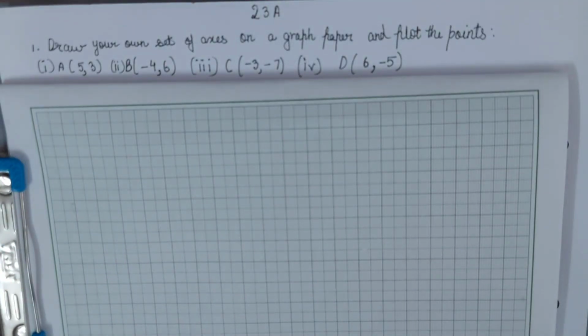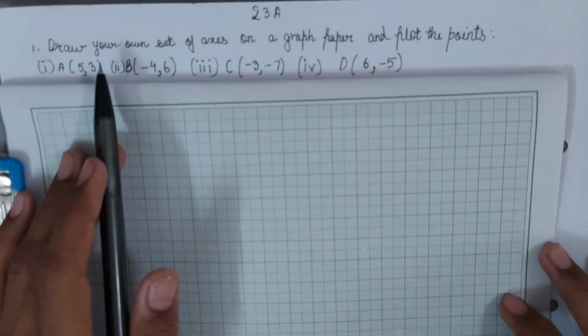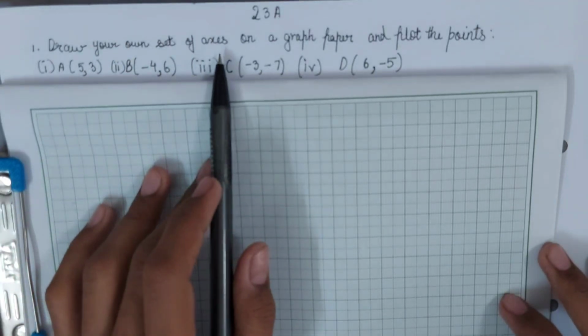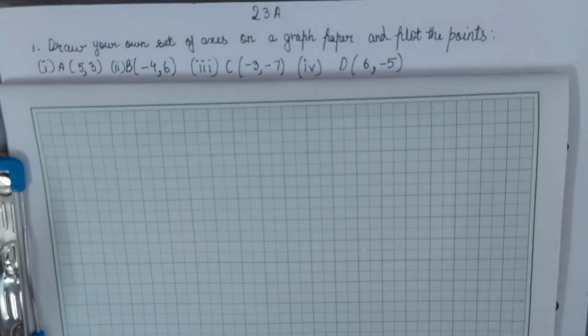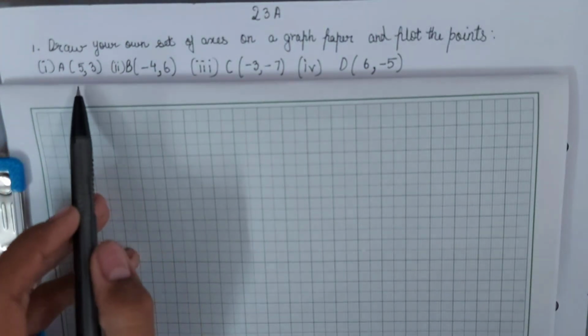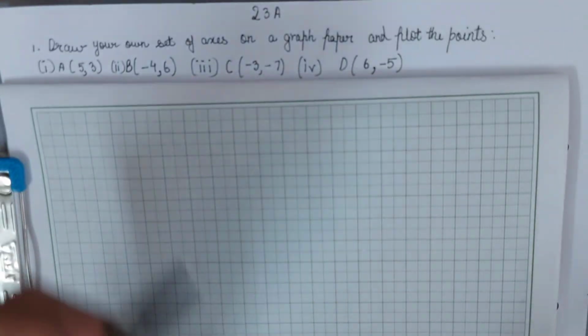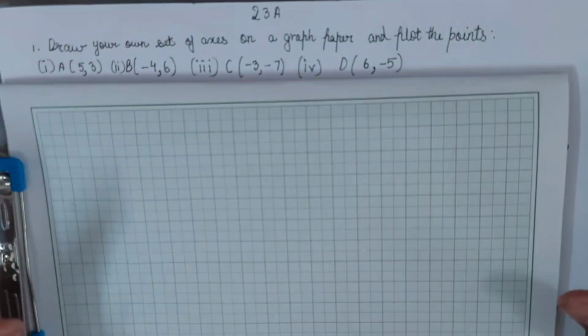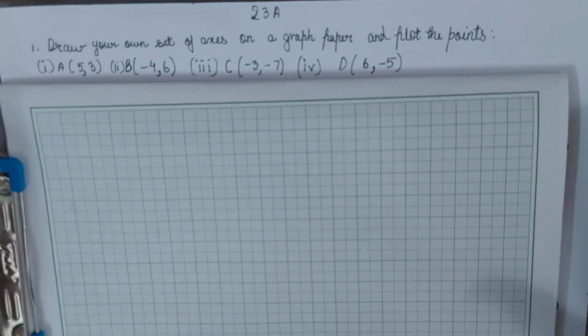In this video, we are going to solve ICSE Mathematics Class 8 chapter number 23, Linear Graphs exercise 23A, question number 1. So this one says, draw your own set of axes on a graph paper and plot the points. So basically we have to draw our own axes and plot these points, A, B, C, D, and more points are there. But there is no space, so I'll first mark these 4 and then I'll mark the other points.